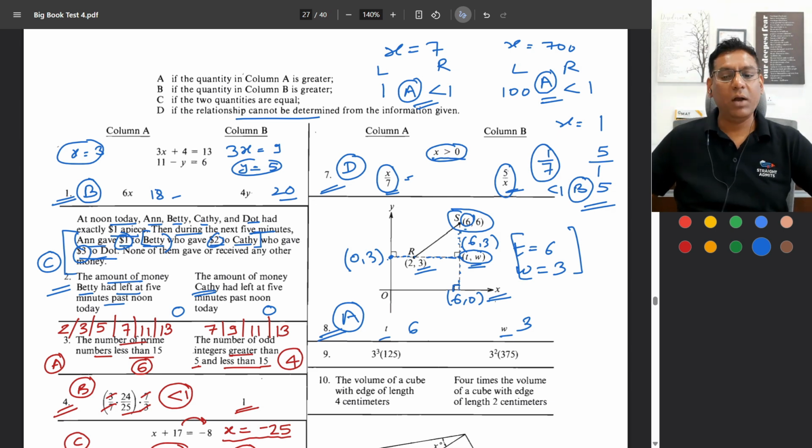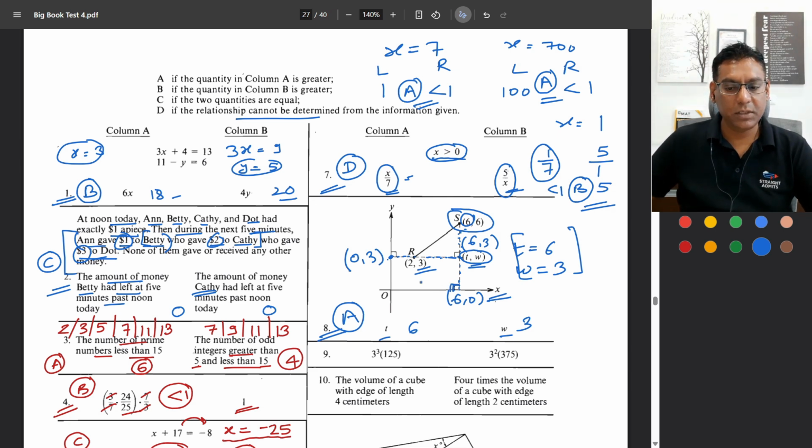See how are we able to do this? Because we know that these are 90 degrees, right? If these were not 90 degrees, then this logic will not work, right?